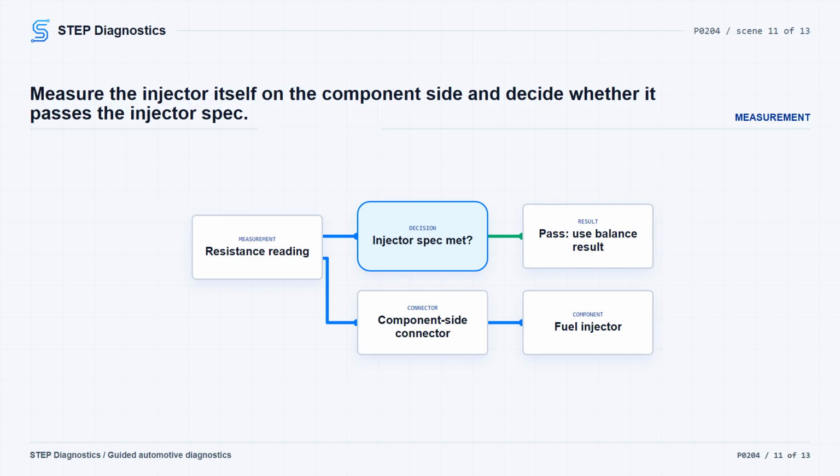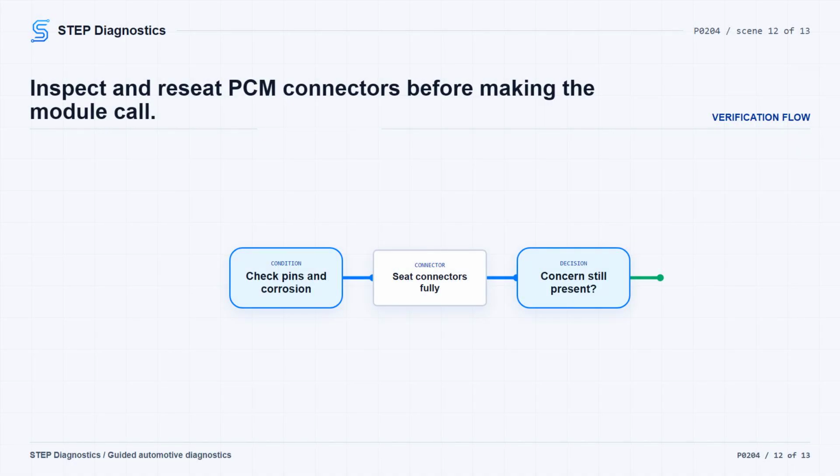If the injector resistance is in range and the case does not fit that power balance result, continue to the PCM connector check. For the PCM check, disconnect all PCM connectors and inspect them closely for pushed-out pins and corrosion. Reconnect every PCM connector and make sure each one seats correctly. Then verify whether the concern is still present. If the concern is gone, the system is operating correctly at that time, and the issue may have been caused by a loose or corroded connector. If the concern is still present after the circuit checks, injector resistance check, and connector inspection, install a new PCM.